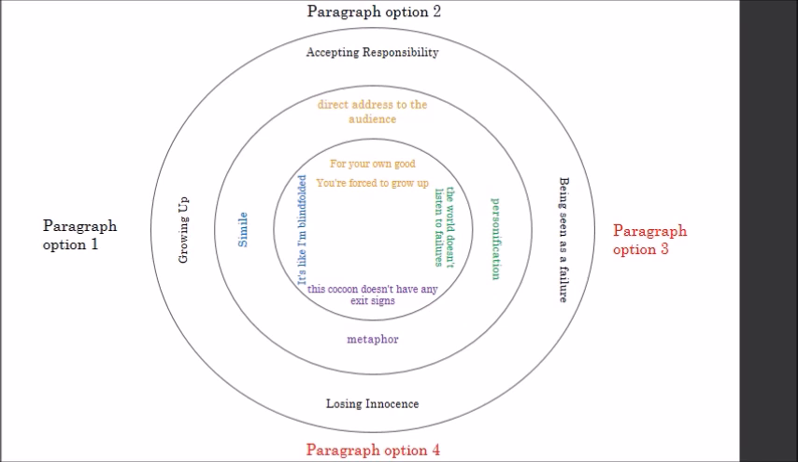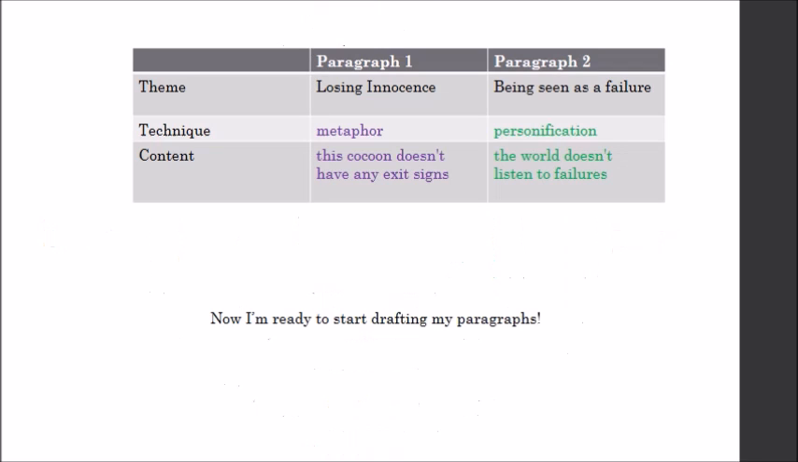Now I'm just going to change the layout of these a little bit, and you might choose to do the same just to help you. But as you can see, I've turned it into a really simple table where you can just see the theme, technique, and content for the first and second paragraph. And there's no reason why losing innocence was first rather than second. I just put it there because I thought it was probably a good place to start, and perhaps a better introduction to the theme and the purpose of the text.